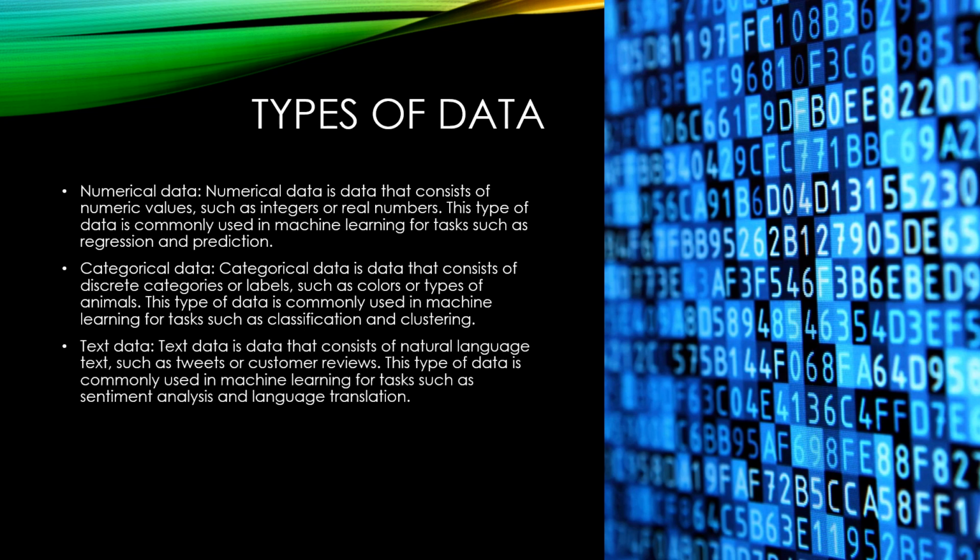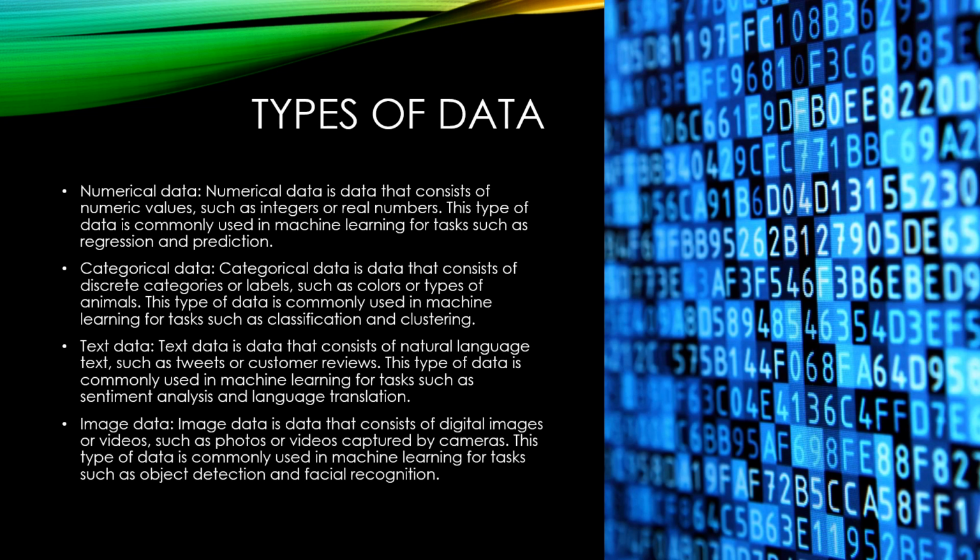So text data is another type of data. Text data is data that consists of natural language text, such as tweets or customer reviews. This type of data is commonly used in machine learning for tasks such as sentiment analysis and language translation. So image data, this one's pretty cool. Image data is data that consists of digital images or videos, such as photos or videos captured by cameras. This type of data is commonly used in machine learning for tasks such as object detection and facial recognition.